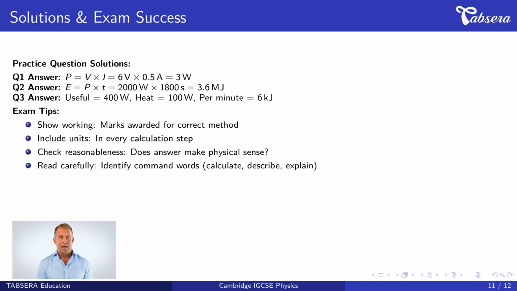For question 3, 80% efficiency means useful output is 400 watts. Wasted power is 100 watts, which becomes heat. Per minute, this equals 6 kilojoules of heat energy.